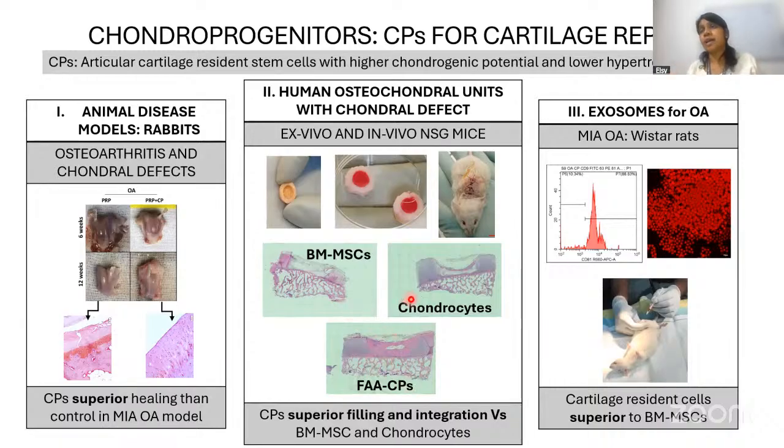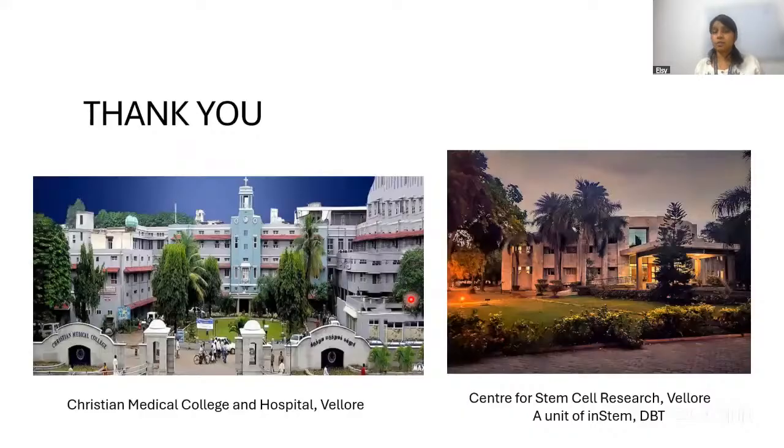We even work with extracellular vesicles derived from these cells in an OA model in rats, and we also see our cartilage resident cells outperform BM MSCs in terms of repair. So thank you, and I can take any questions.